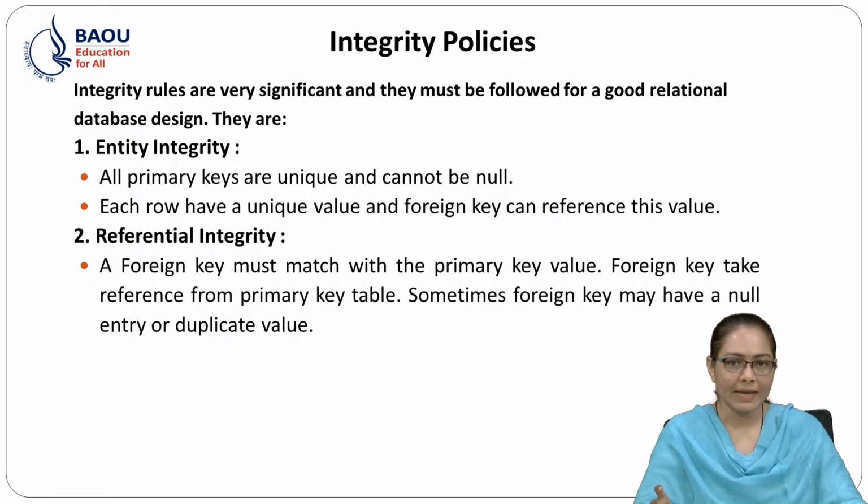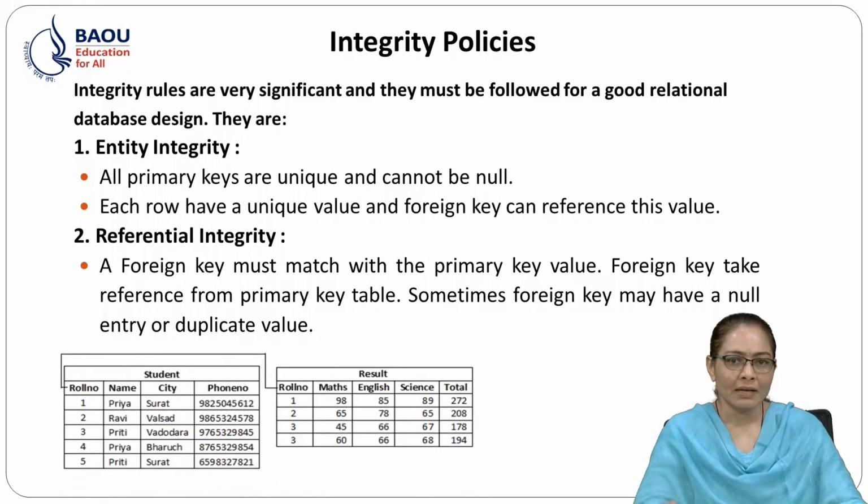Entity integrity ensures that all the primary keys are unique and cannot be null. Each row has a unique value and a foreign key can reference this value. For example, in the figure, in a student table, roll number is a primary key. Thus, the roll number cannot be duplicated and it cannot be null.